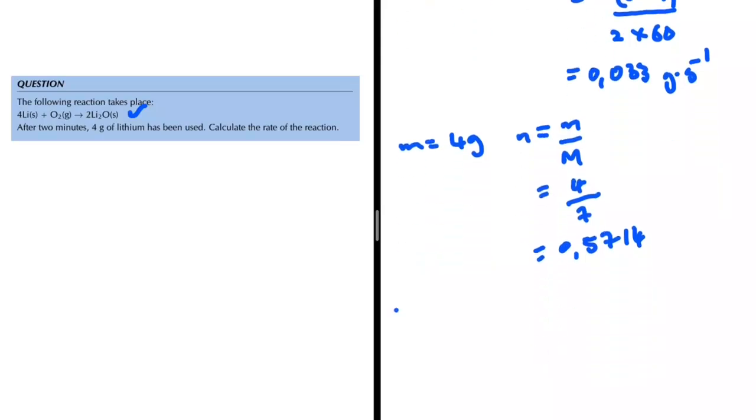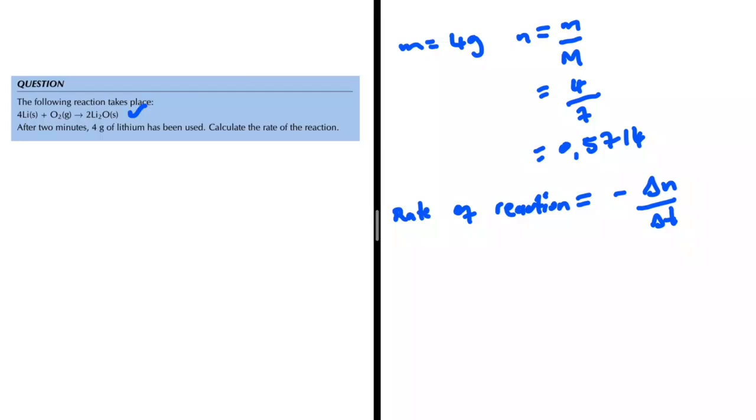So now we can go ahead and say that the rate of reaction will be equal to minus the change in the number of moles divided by the change in time. So the rate of reaction is going to be equal to minus the change in the number of moles, which is minus 0.5714. The time is still the same, 2 minutes. So we're going to have 2 multiplied by 60. So let me substitute that in my calculator.